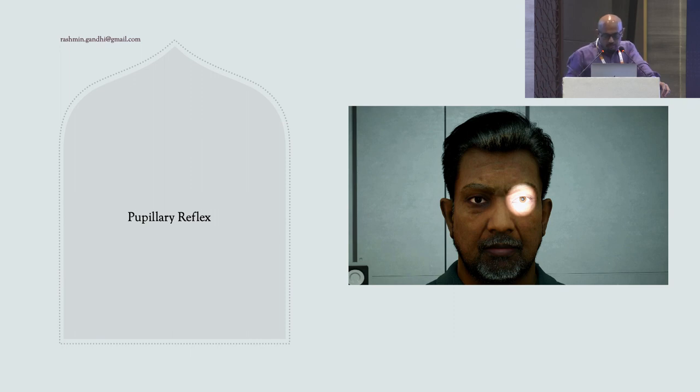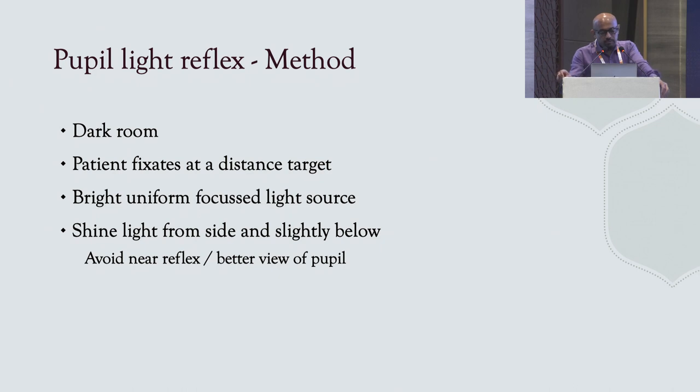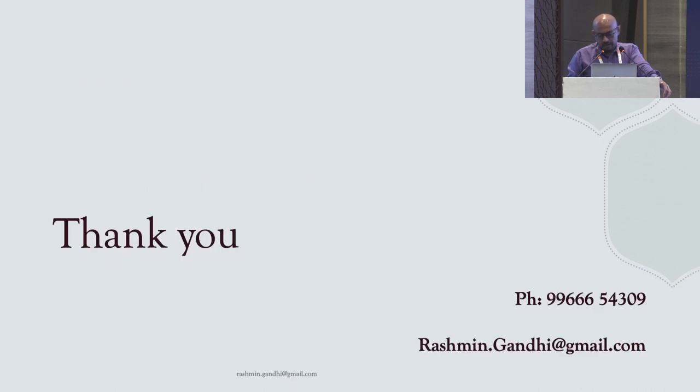And this is a cartoon showing a patient having left RAPD. Just a few tips: the swinging flashlight test should be done in a dark room, with the patient fixating at a distant target, a uniform focused light source, avoiding near reflex, and for a better view of the pupil, shine the light from the side and below. So in a nutshell, pupil and oculoplasty can have three potential overlaps. Anisocoria being worse in dim light, that being Horner syndrome; anisocoria worse in bright light with ptosis, third nerve palsy; and RAPD. I thank you once again.